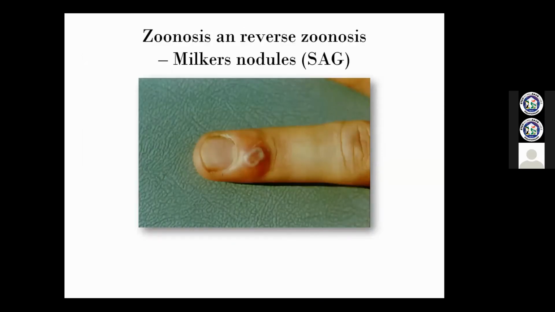Then we can consider diseases, and I've just got one or two here. Zoonosis, and Prof, I think this is your picture, thank you. Reverse zoonosis, where the cows can actually, with agalactiae, cause milkers' nodules on the milkers. And I've spoken to you in class already.